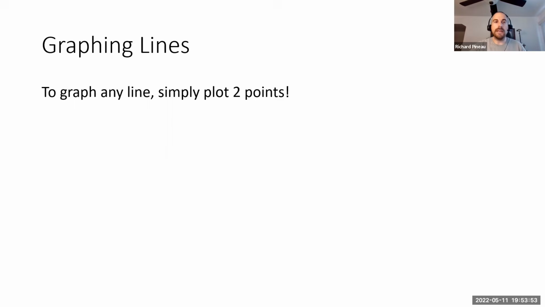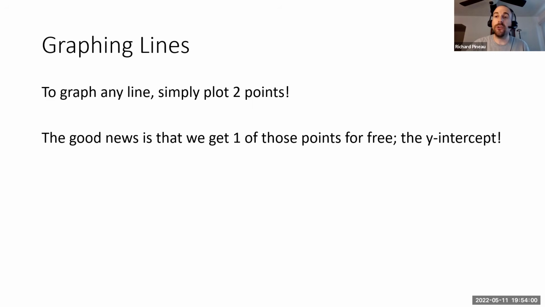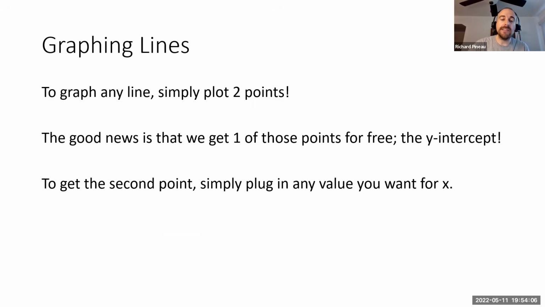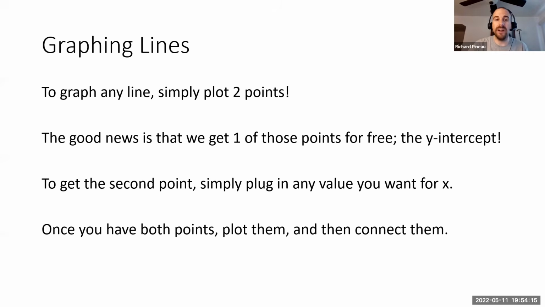The last thing we're going to look at is how to graph a line. This is pretty simple. To graph any line, you simply plot 2 points. And there's good news. We get one of the points for free. What is that point? It's the y-intercept. So to get the second point, you can plug in any value you want for x. That's the great news here. Plug in any value you want for x, anything you want. Try to stay simple though. Once you have both points, you plot them and then you connect them.